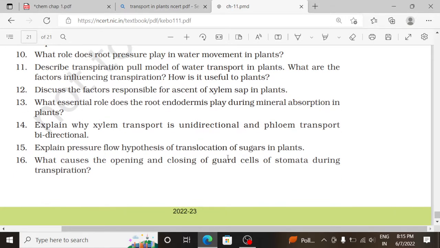Ninth, how is mycorrhizal association helpful in absorption of water and minerals in plants? Tenth, what role does root pressure play in water movement in plants? Eleventh, describe the transpiration pull model of water transport in plants. What are the factors influencing transpiration? How is it useful to plants?